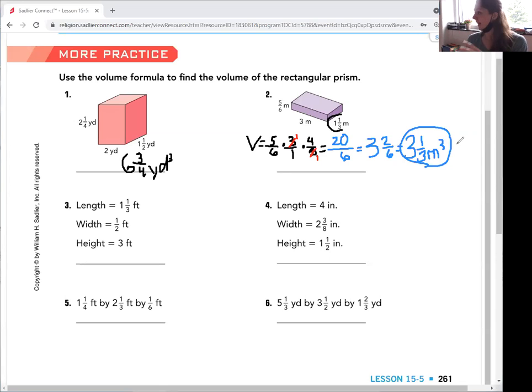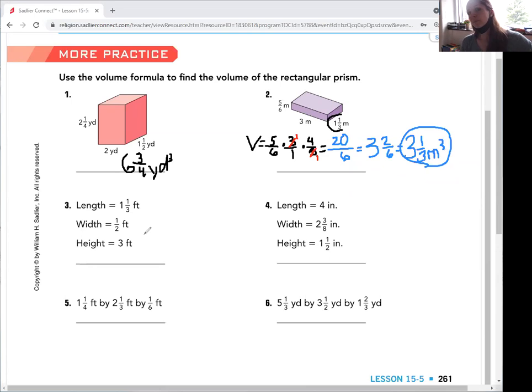Prism, a box, something that represents rectangular faces on all 6 sides. Notice none of them are curved. None of them are triangles, right guys? These are all prisms.